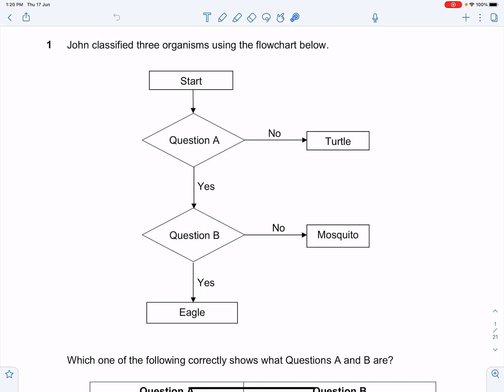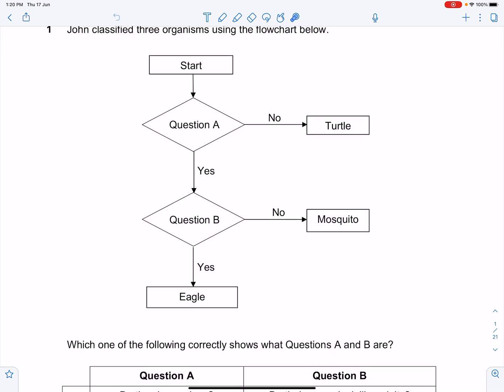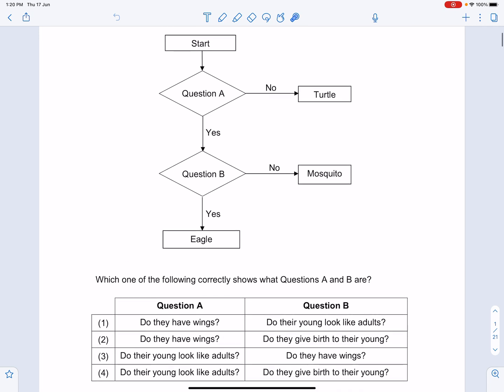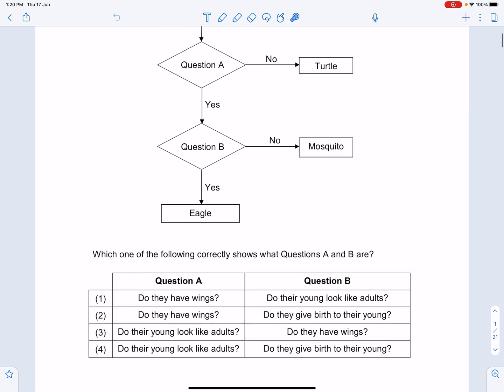birds, reptiles, etc. In order to do that, you have to memorize the various characteristics of the different groups of animals. Whether it is a mammal, or an insect, or a reptile. To deal with a flowchart, I always like to go with the flow and just follow the direction. In this question, you are asked to identify what is question A and what is question B.